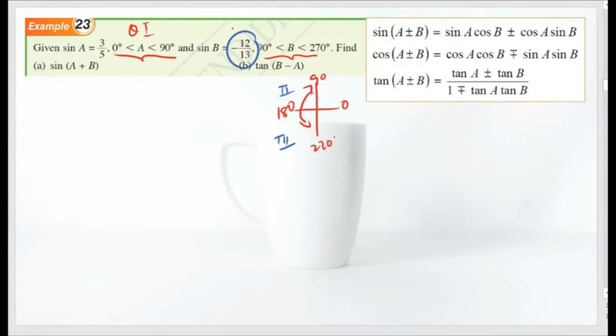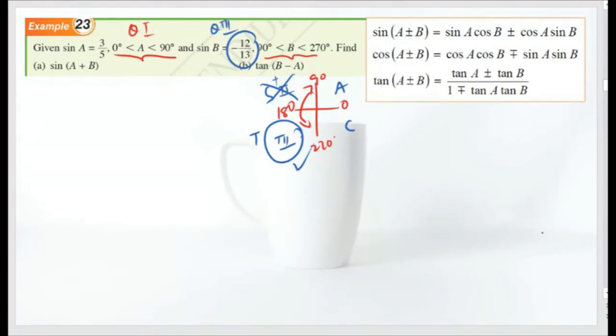When will the sign be negative? All Students Take Calculus: sine in the second quadrant is positive. So the second quadrant is impossible, and the answer is the third quadrant. So angle B will be in the third quadrant.